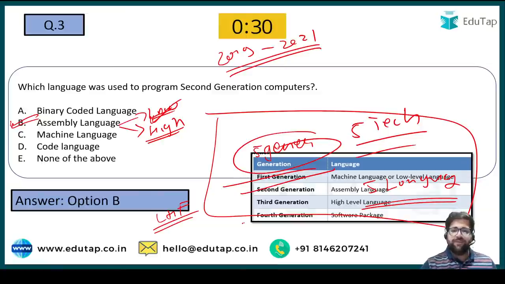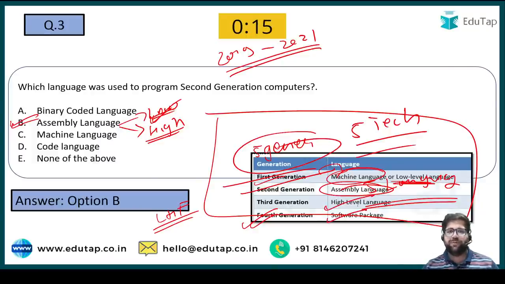So these are certain very important languages which you have to remember. Remember that machine language and assembly language, both are low level languages. But again, the first generation was focusing on machine language. The second generation was focusing on assembly language. The third generation was moving toward high level languages and the fourth was moving towards software packages.